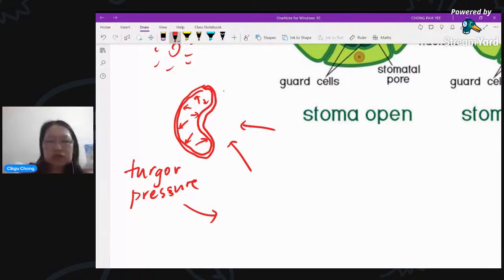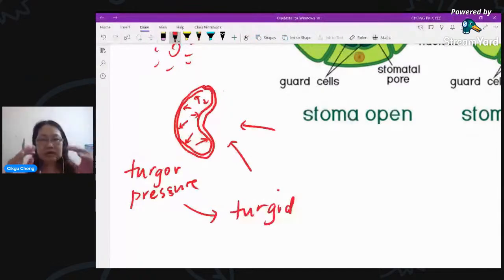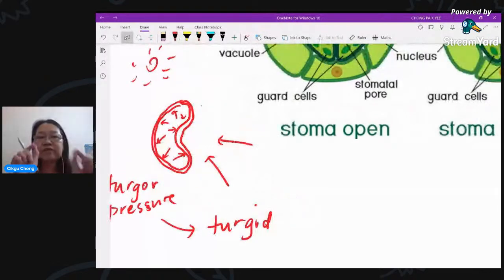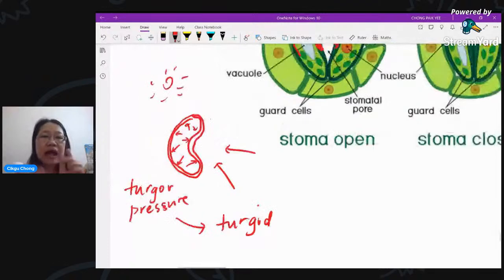So when the cell becomes turgid, it's trying to expand. The cell will try to expand. When it expands, because of the difference in the thickness of the wall, the inner side will not expand so much, because thick is difficult to expand. So the outer side will expand more. As a result, the outer side becomes longer and the inner side becomes shorter.